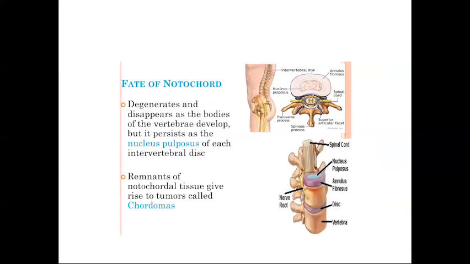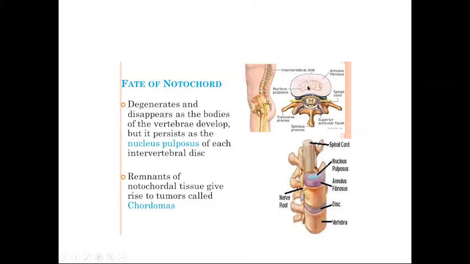Then the fate of the notochord is, as I've told you, just the nucleus pulposus. The rest of the notochord is going to disappear. Remnants of the notochordal tissue may give rise to a tumor, what we call chordomas. If you can see this part, this is the nucleus pulposus, that is the annulus fibrosus, and this nucleus pulposus is in the center of the intervertebral disc.